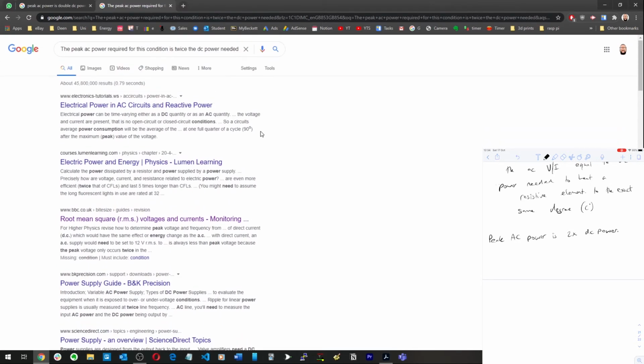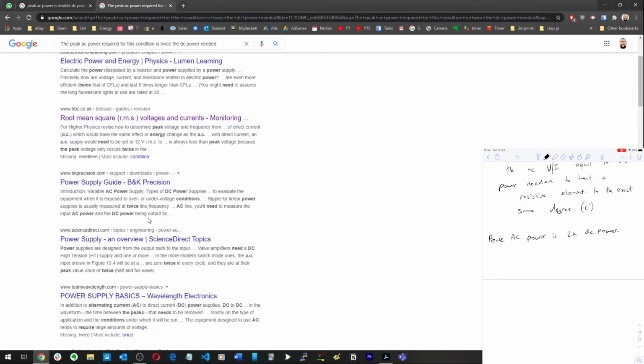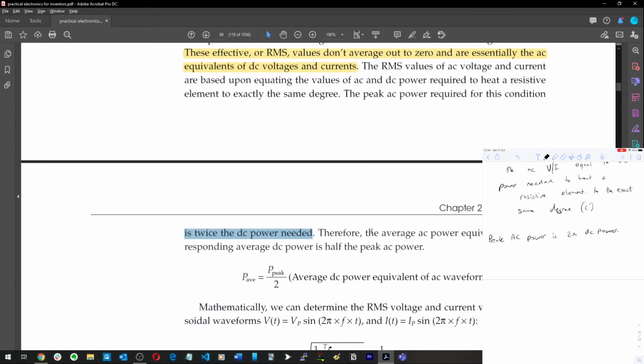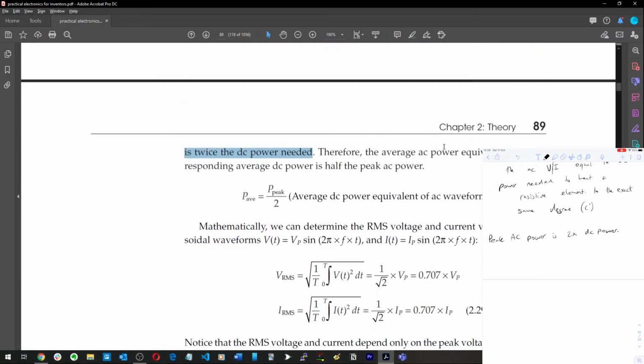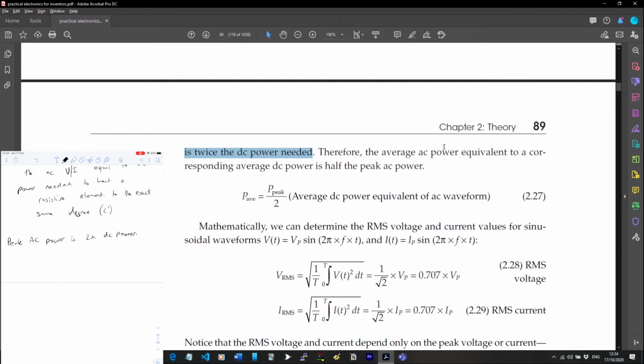Okay, I can't find anything on this. I'm looking at these results here, and yeah, never mind. Therefore, the average AC power equivalent to a corresponding average DC power is half what? The peak AC power.